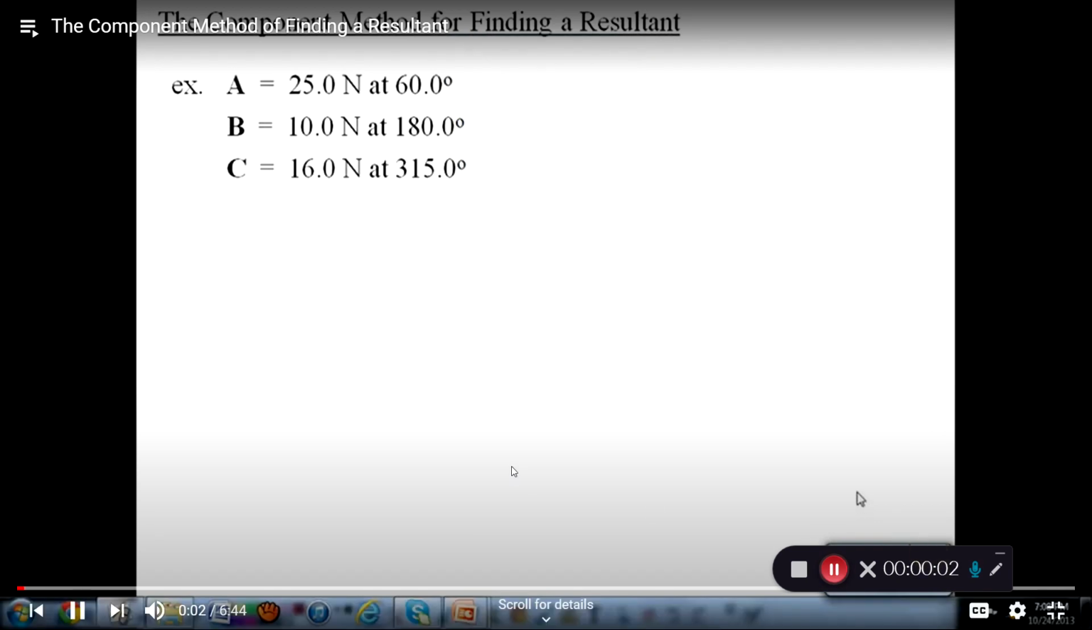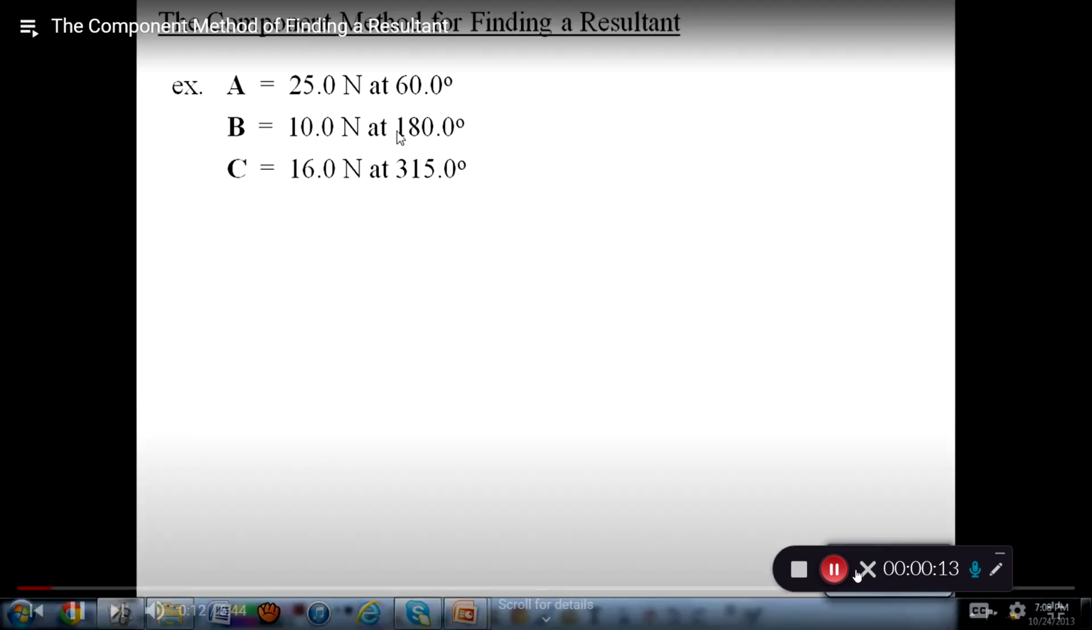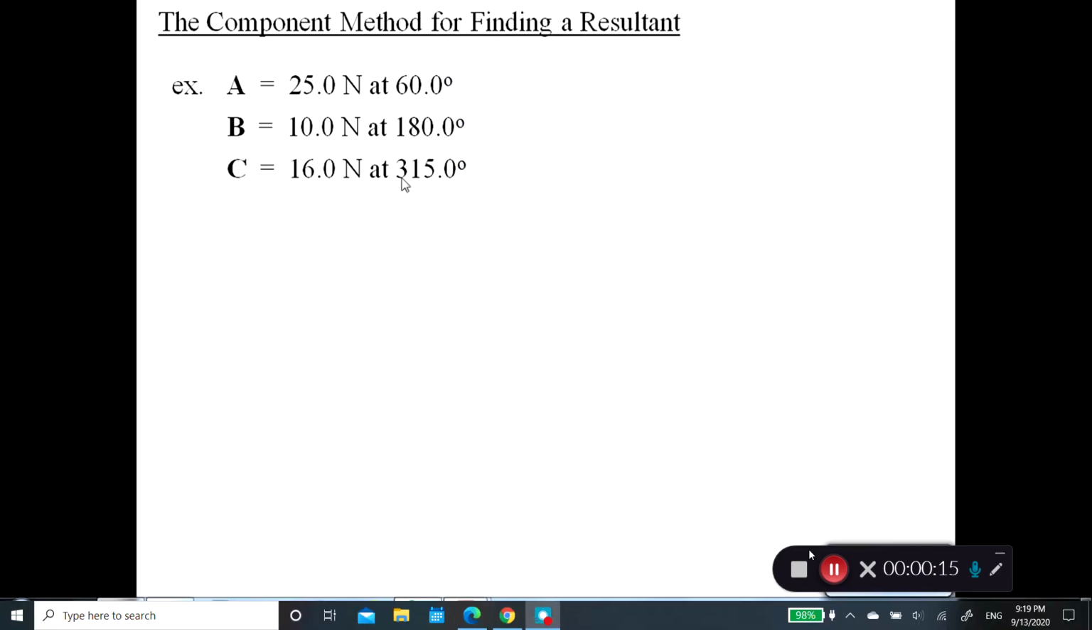Okay, this is a component method for finding the resultant of two or more vectors. So this is the example I'm going to use. Vector A, 25 newtons at 60 degrees, B, 10 newtons at 180 degrees, and C, 16 newtons at 315 degrees. First thing we should do is draw a sketch.